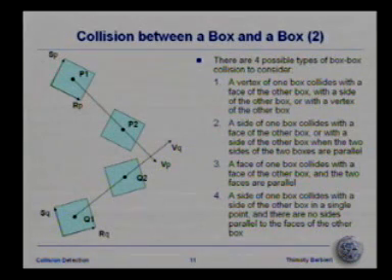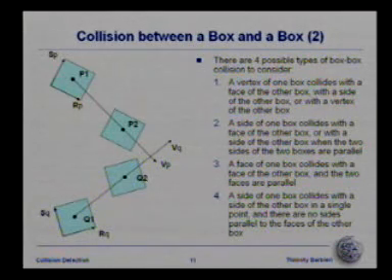A side of one box collides with a side of the other box in a single point, and there are no sides parallel to the face of the other box. This is something like side against side in one point. Okay? Then you can have something like this, the corners, then you can have the faces. Then you can have the side against one flat face. There are several combinations.